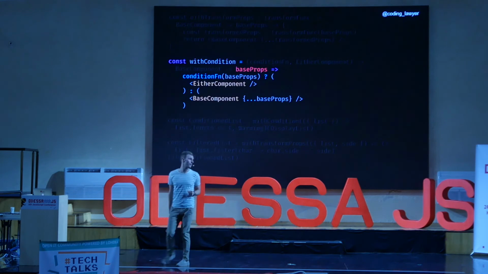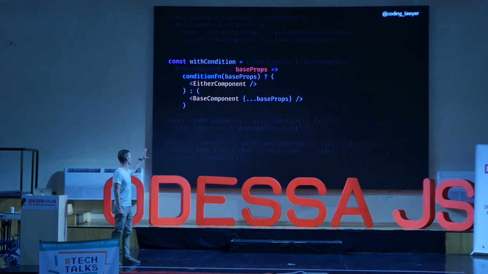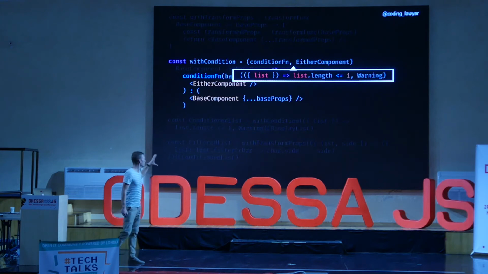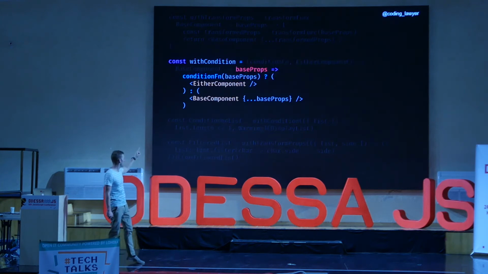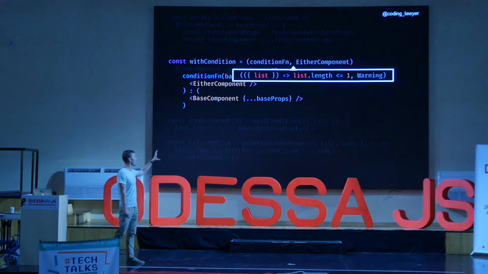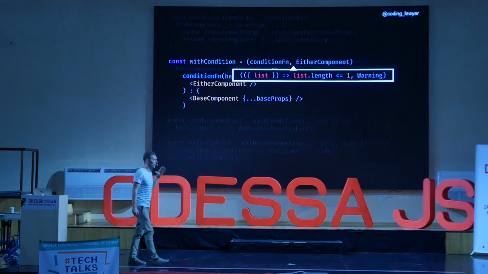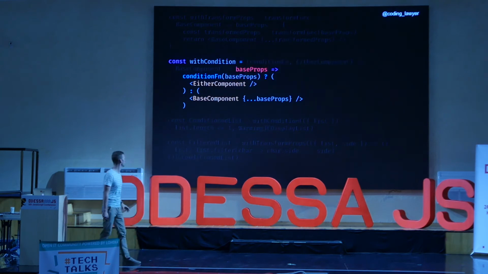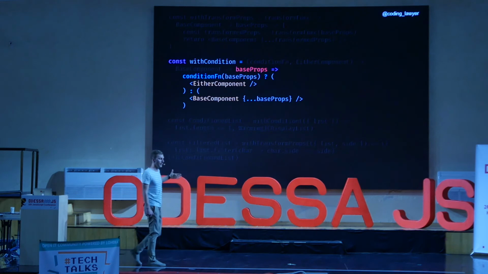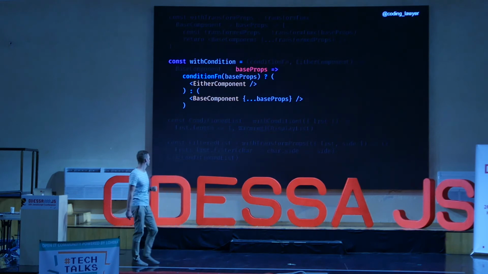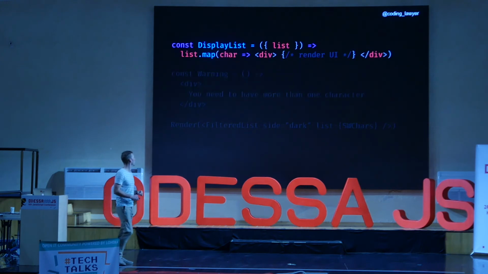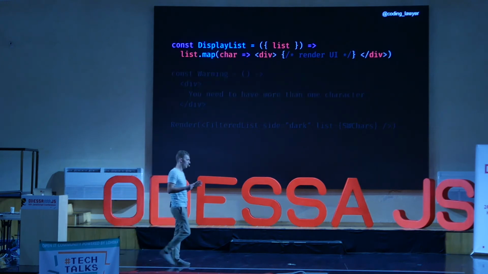So we go to with condition. Here we use our configuration function, and we pass props to it. Again, the function means if we have less than two elements in the array, we will get true. So if we get true, we display the warning component. Otherwise, we will display the display list component. So warning or display list.